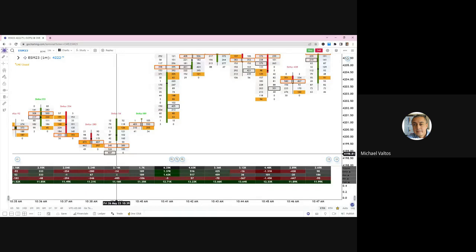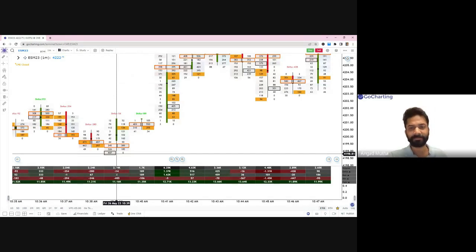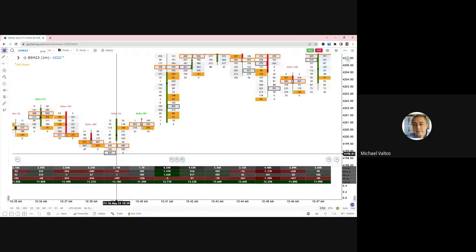There are different ways to read order flow. Now, this is the footprint chart. In my opinion, this is the best way to analyze it, because you're not living and dying by every tick, as you would be if you were watching the depth of market.